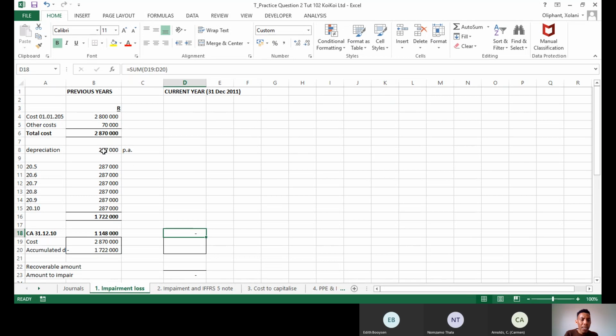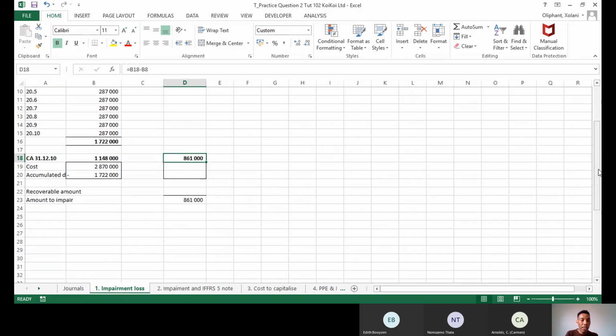But then we know that the depreciation remained the same throughout, right? So what we can do is, we know the carrying amount for this year would have been that, and then you less the depreciation per annum, then it gives you 861 as your carrying amount at the end of 31st December 2011. Fine. Now, in terms of our impairment, we have the first part, your carrying amount. Now we need the recoverable amount.